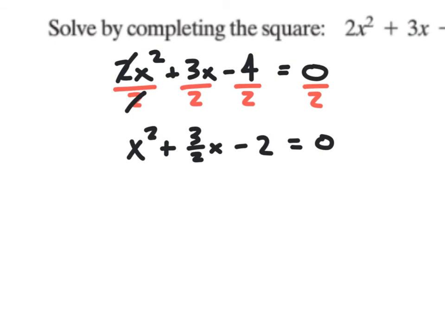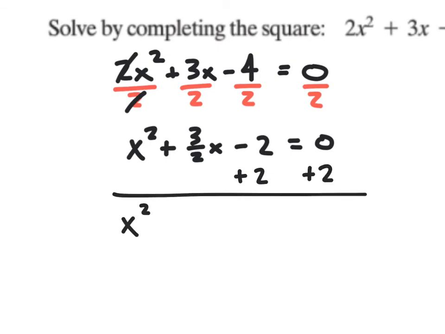So what I got here is this. I'm going to move over my negative 2, so I'm going to add 2 to both sides. And what we're left with is x squared plus 3/2 x plus blank is equal to 2 plus blank. Now I have to figure out what's going to go in this blank. I need to turn this into a perfect square trinomial.